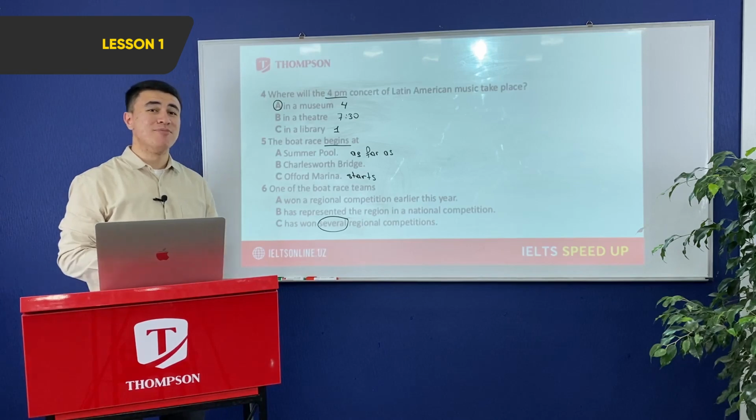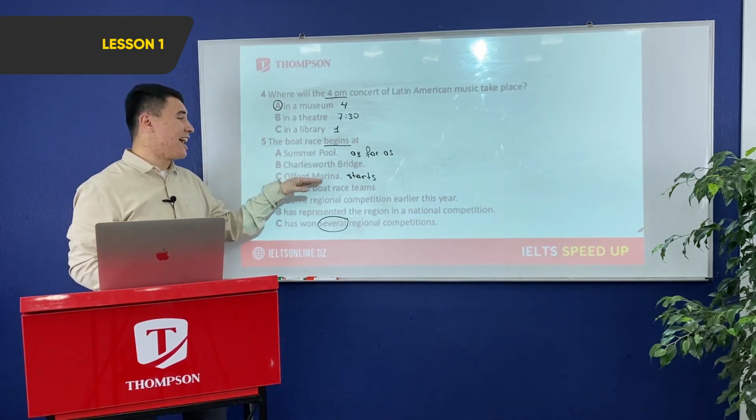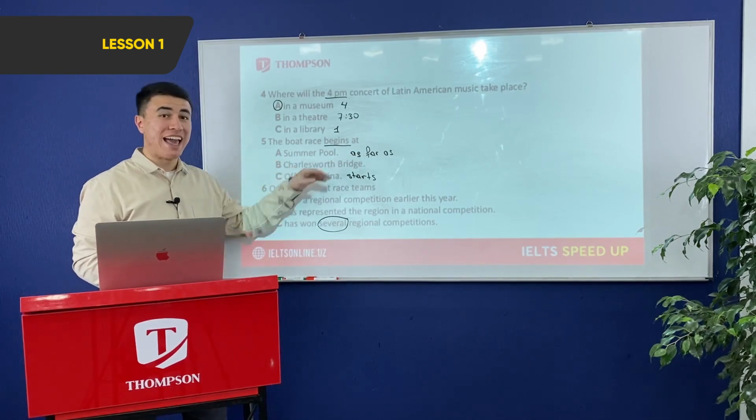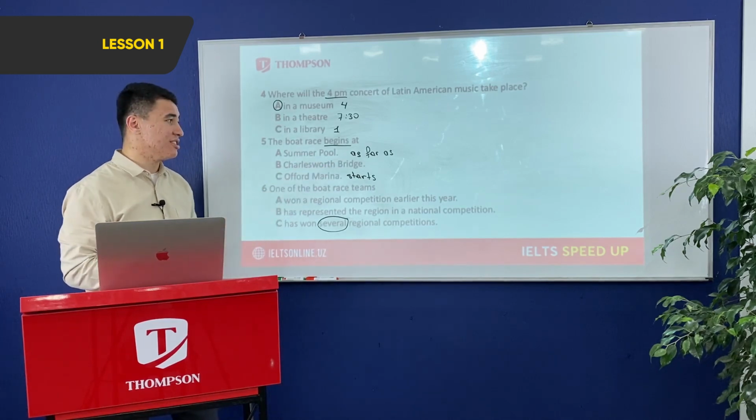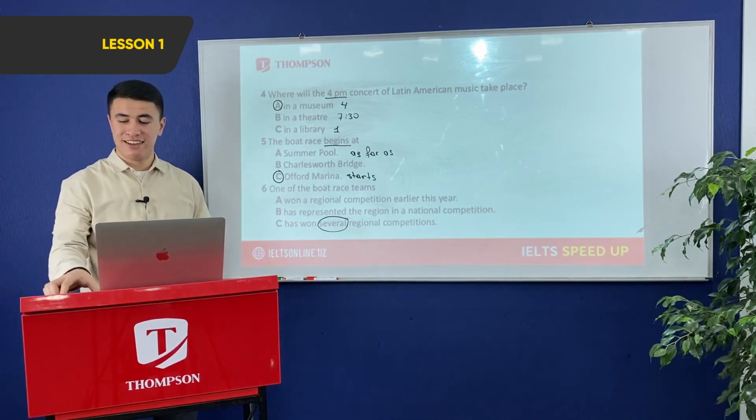So, as it was mentioned by the speaker, the boat race starts at Offord Marina and goes as far as Summer Pool. And the best place to watch is Charlesworth Bridge. So, starting point is Offord Marina.